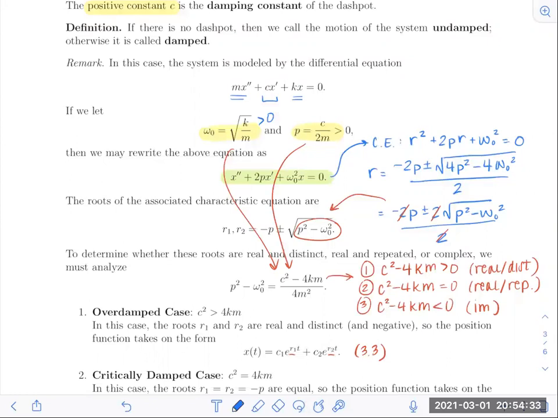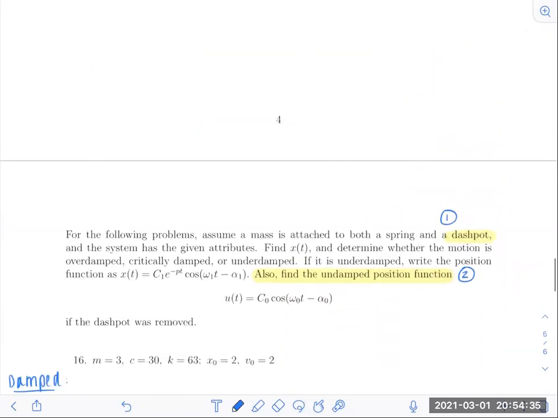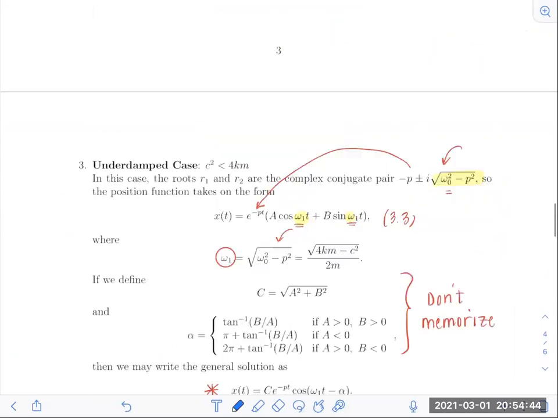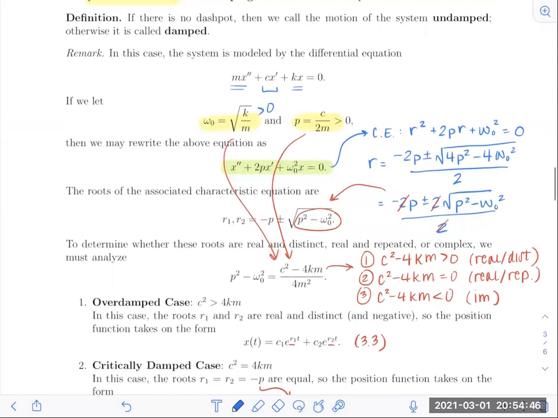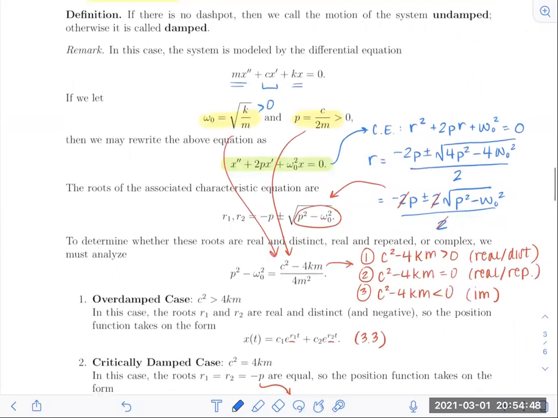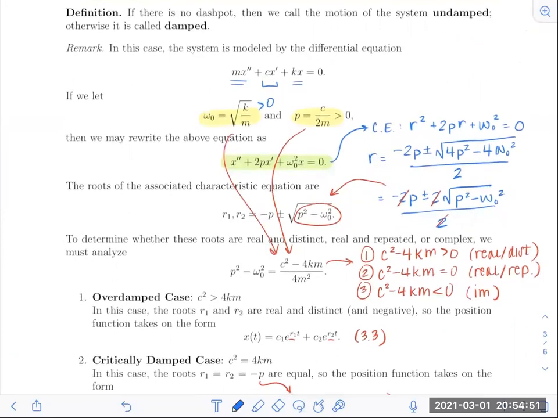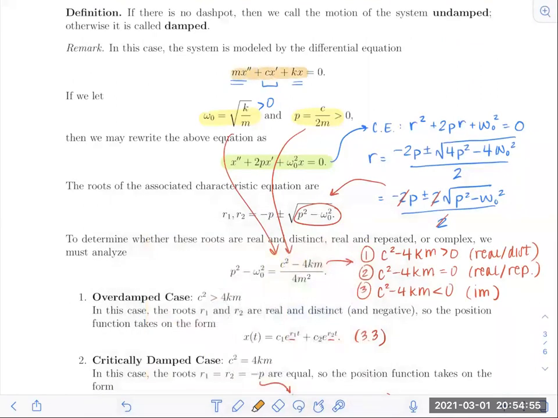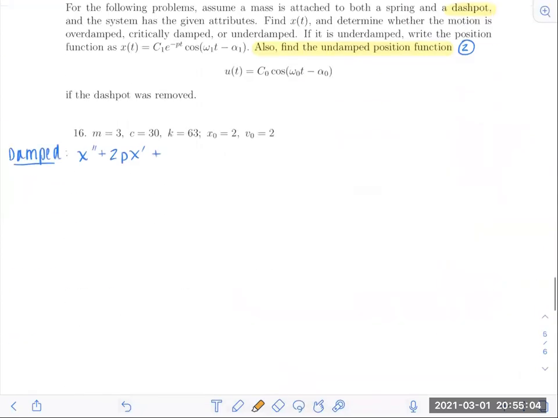x double prime plus 2px prime plus omega naught squared x equals 0. Actually, you know what? I take it back. Let's go ahead and use the one with m, c, and k. I'm going to use that one because those are the values that were given. So m x double prime plus c x prime plus k x. Let's use that one.